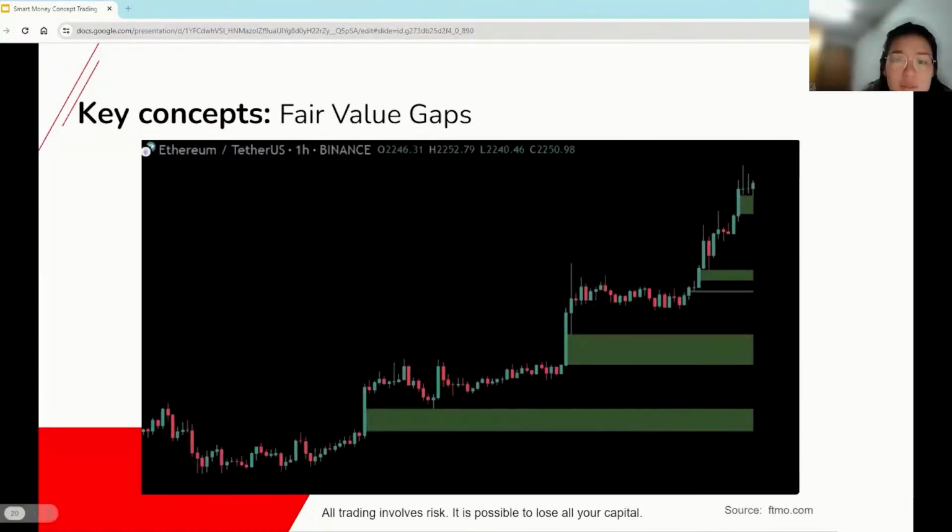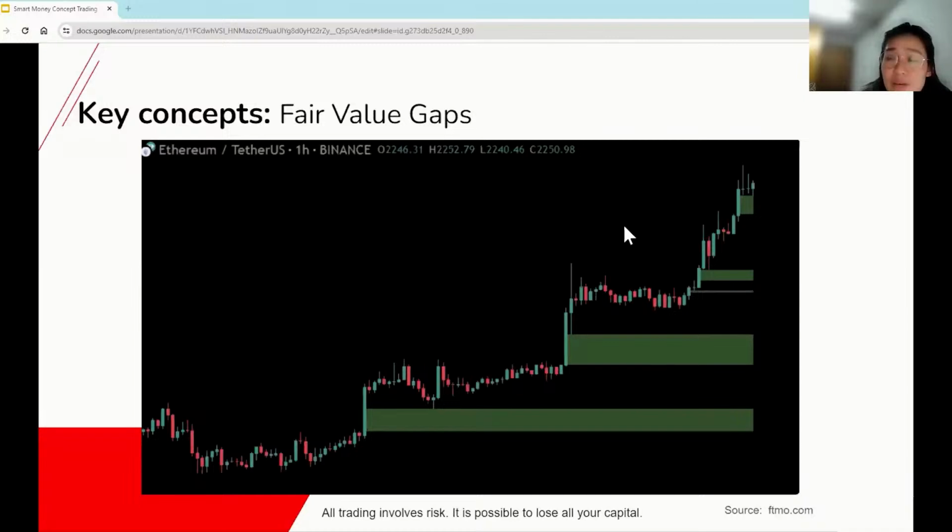So this is an example of a fair value gap, which basically describes an imbalance in the market. You can see from our first example here, the price kind of departs from a specific level with limited trading activity over here. So it results in a one-directional price movement. You can see this uptrend forming.